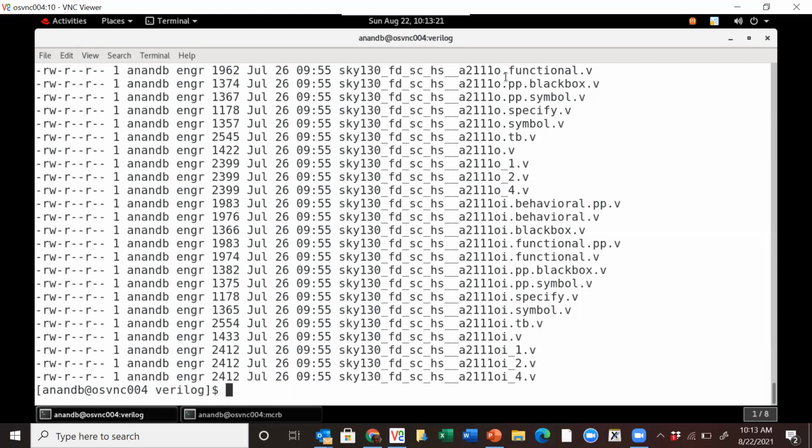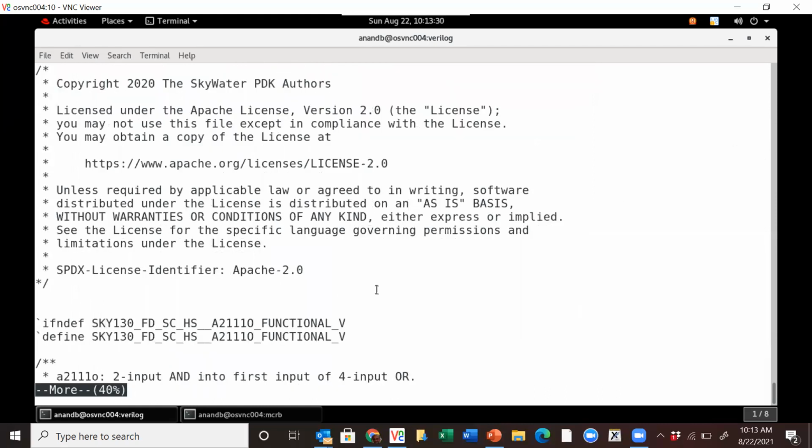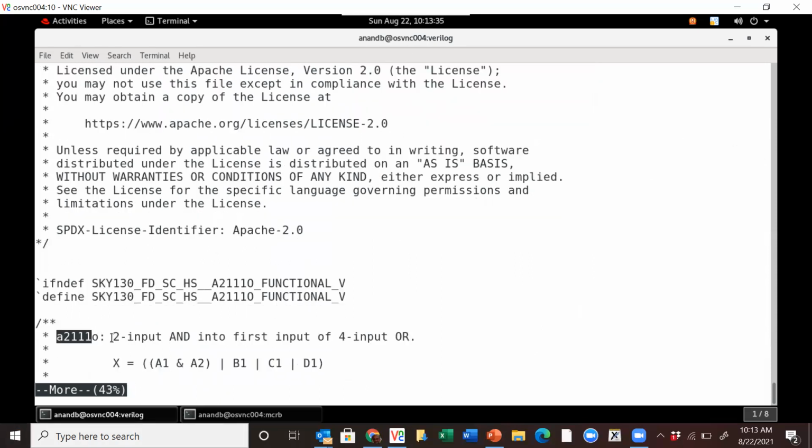And here we go. So here's the functional model here, in Verilog. We look at that, and I can see that this particular function is a 2-input AND into the first input of a 4-input OR. And here's the Boolean expression for that. So you can find out what the functionality of that particular logic gate in the standard cell library is by looking at the Verilog view. Even the Liberty view will actually have this functionality, but the Verilog view is a little bit easier to read. It's actually put here as a comment.